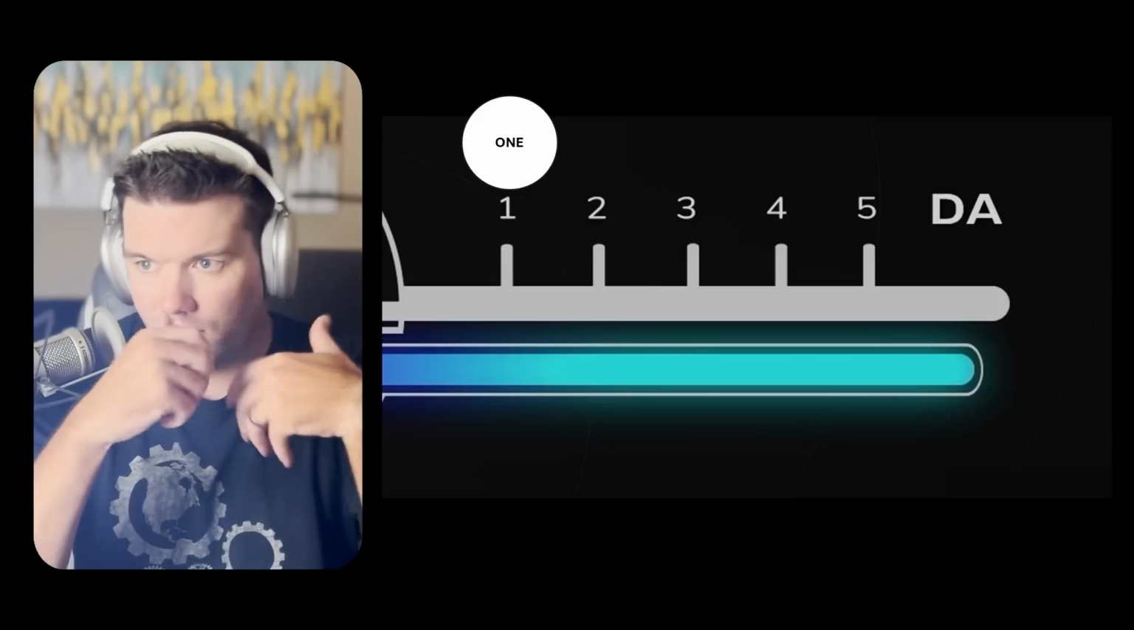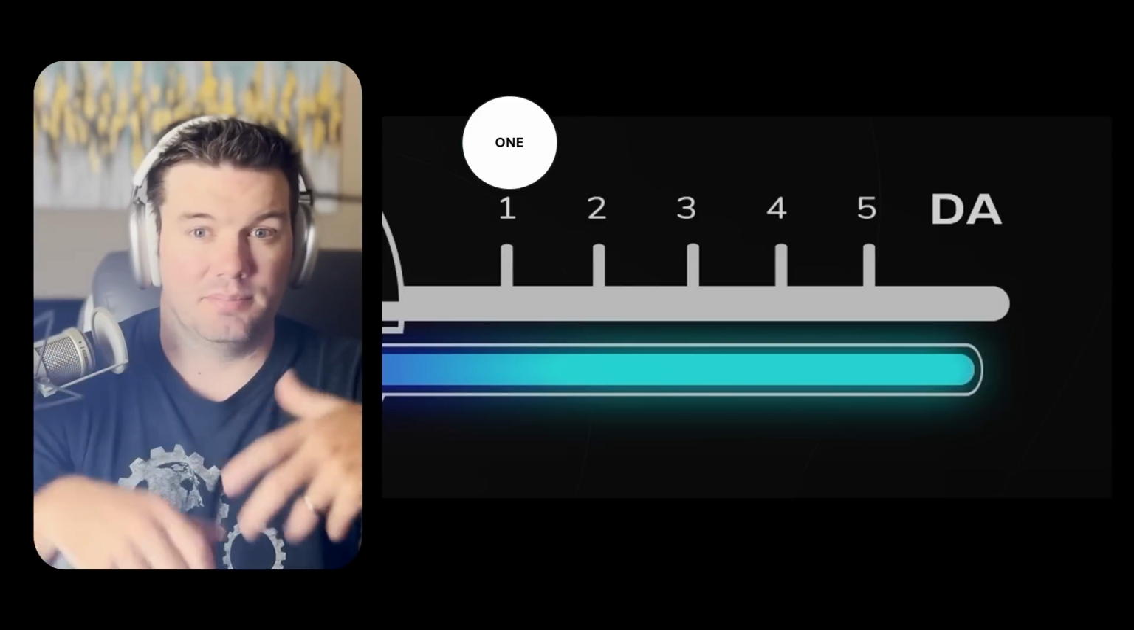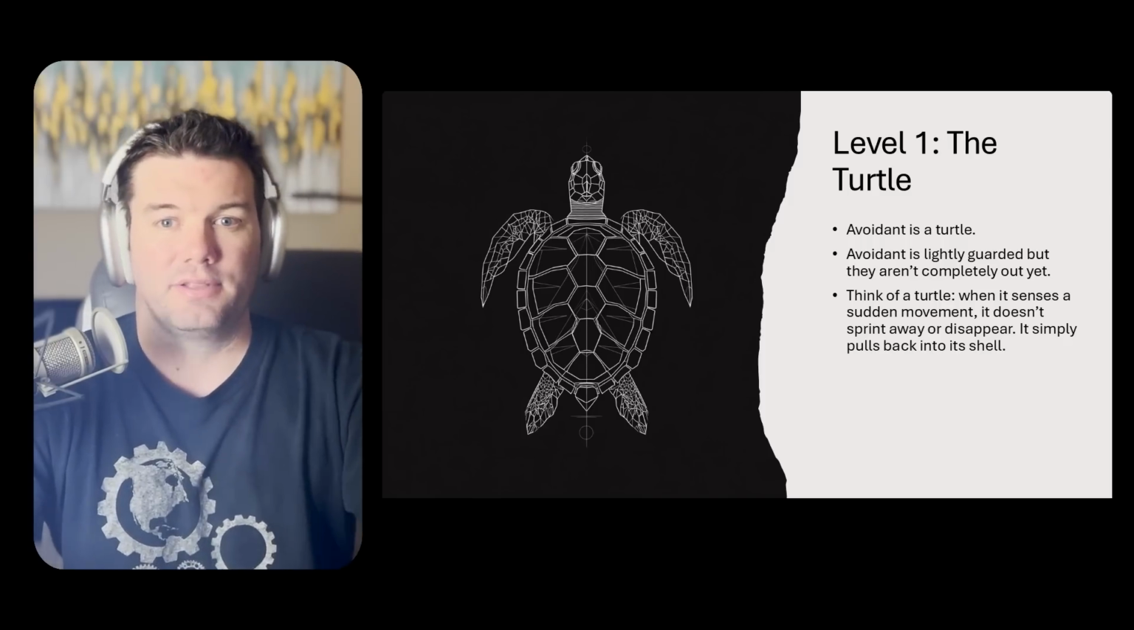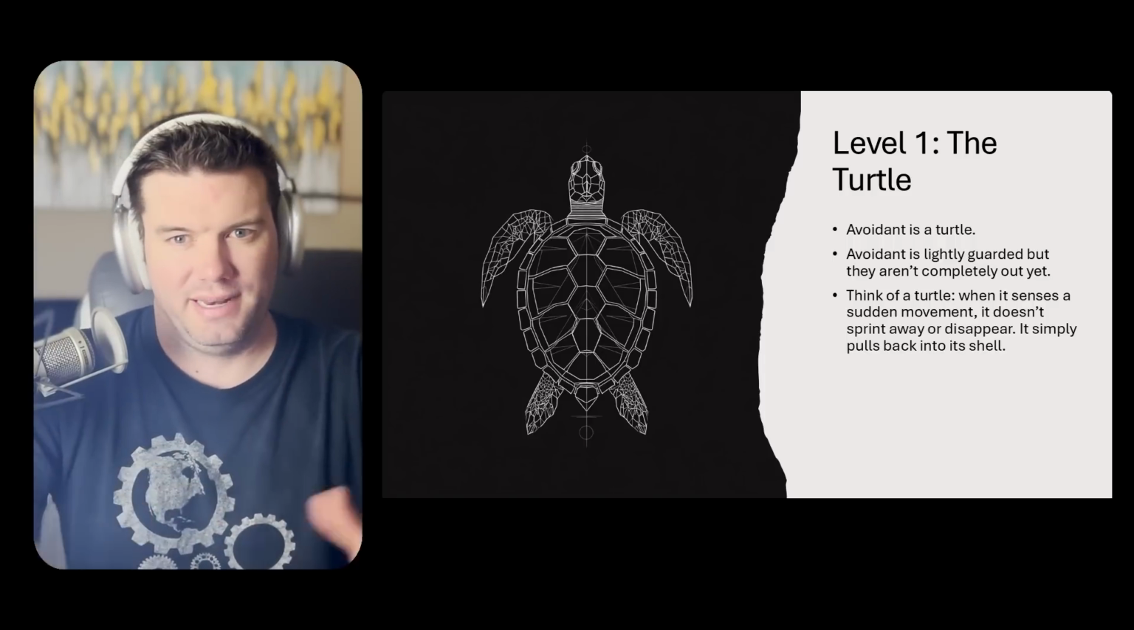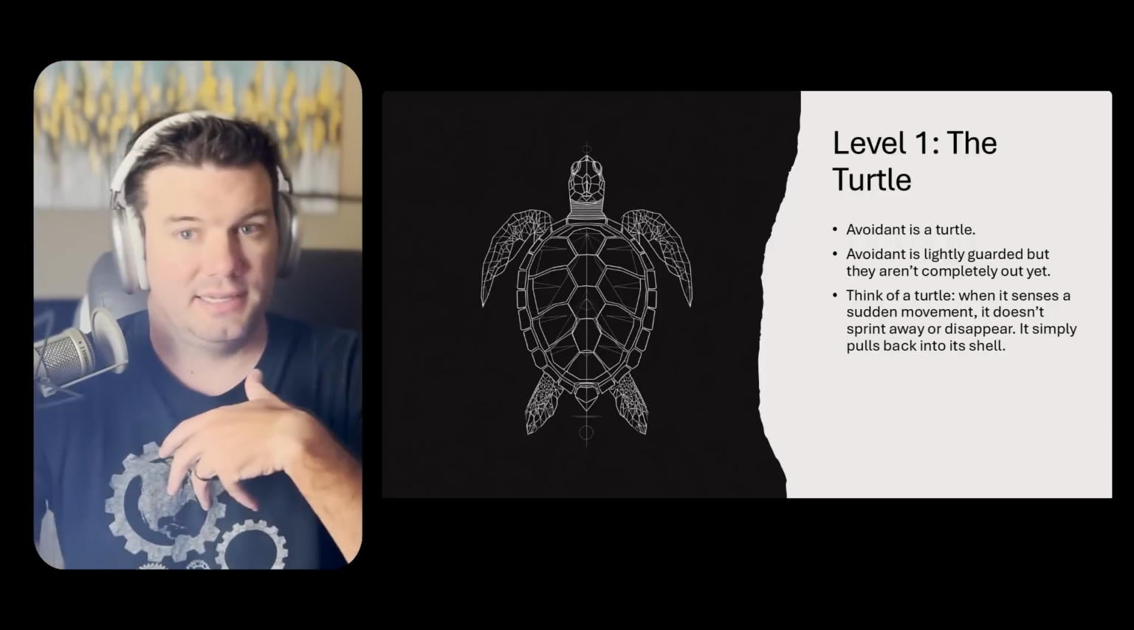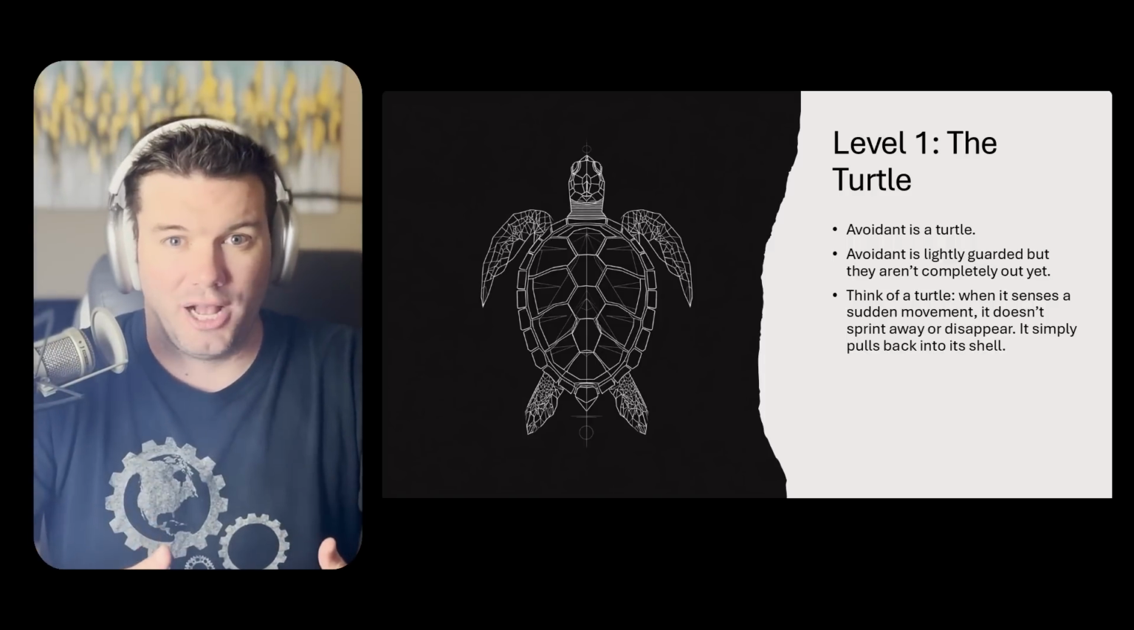And we'll start first with level number 1. So the level 1 avoidant is going to be represented by the turtle. This avoidant is lightly guarded, but they aren't completely out yet. Think of a turtle. When it senses sudden movement, it doesn't sprint or disappear. It simply pulls back into its shell. That's what level 1 avoidants do with intimacy. If their partner says something like, "Hey, can we talk about how we've been feeling lately?" They're going to get quiet. Now, they may take some space, but here's the thing. After a short time, they poke their head back out. They circle back and engage in the conversation, and they'll often reassure their partner in some way.